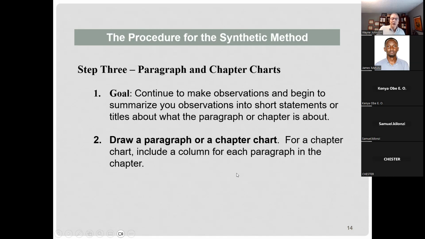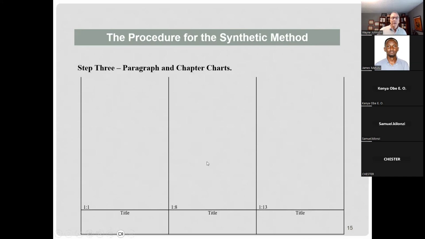So begin by drawing a paragraph or a chapter chart. For a chapter chart, you want to include a column for each paragraph in the chapter. So for example, this would be what a chapter chart for a chapter with 3 paragraphs might look like. And so you'd have 3 columns. If it were more, you could have 4 or 5 columns, depending on how many paragraphs are in the chapter.